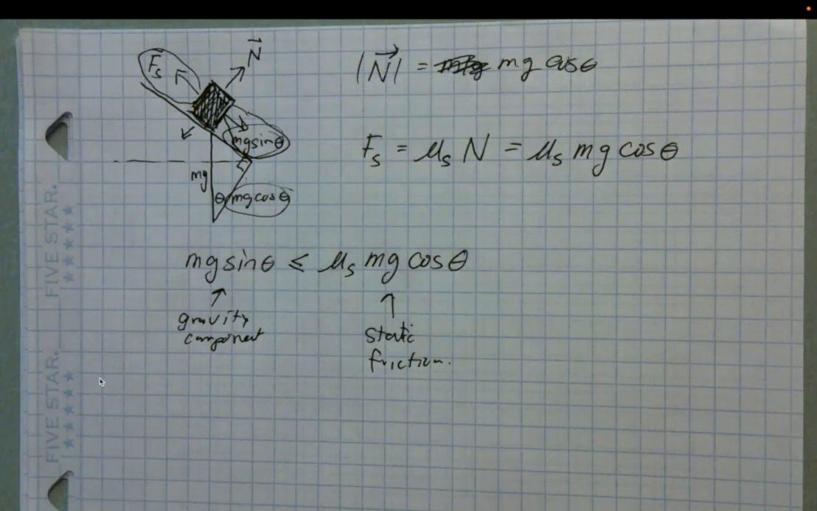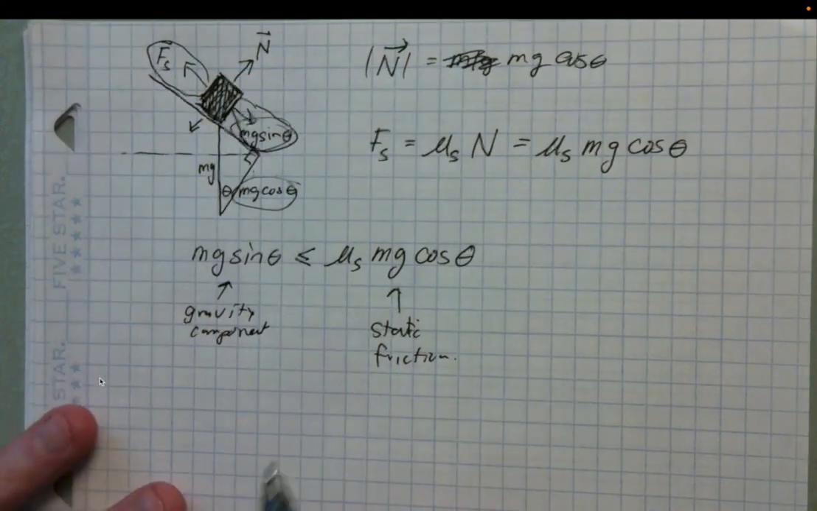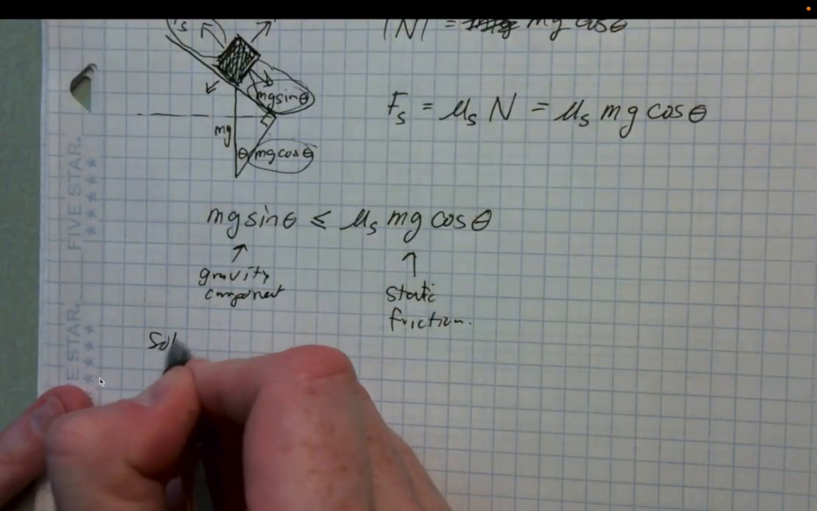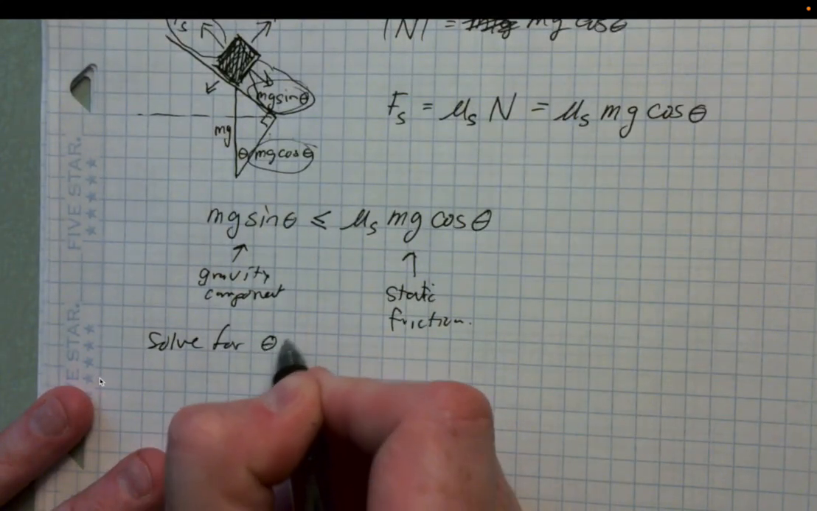So the question would be, as theta changes, how does this inequality change? Depending on what mu sub s is, this is going to dial up. Now notice that the mass of the object doesn't even matter. You can cancel mass off of both sides. So let's go ahead and solve this for theta.